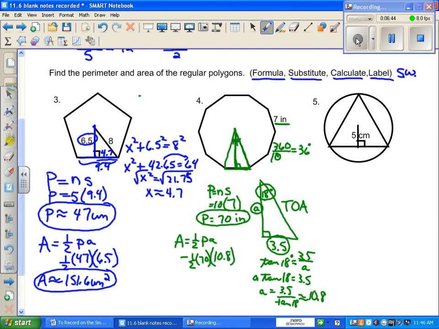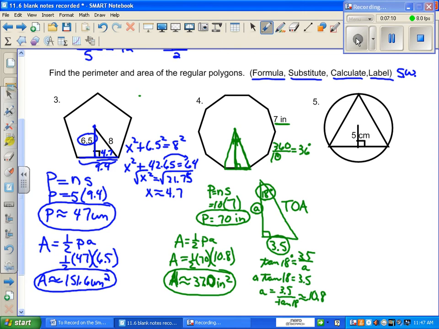Now when I go ahead and multiply this, this turns into an approximation, since I'm rounding things. It's approximately 37.0, and that's inches squared because it's area. Okay, so that's the second polygon.